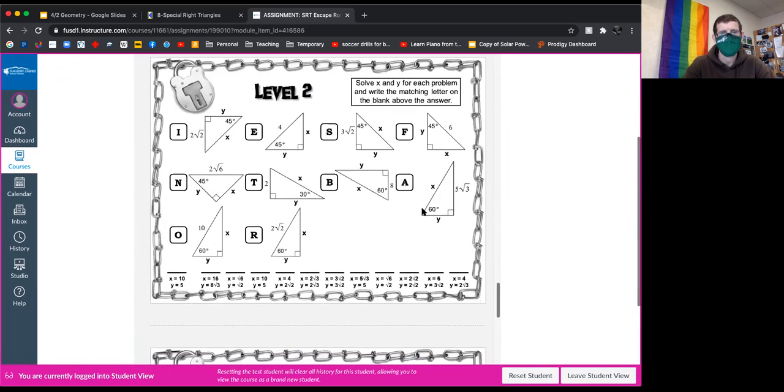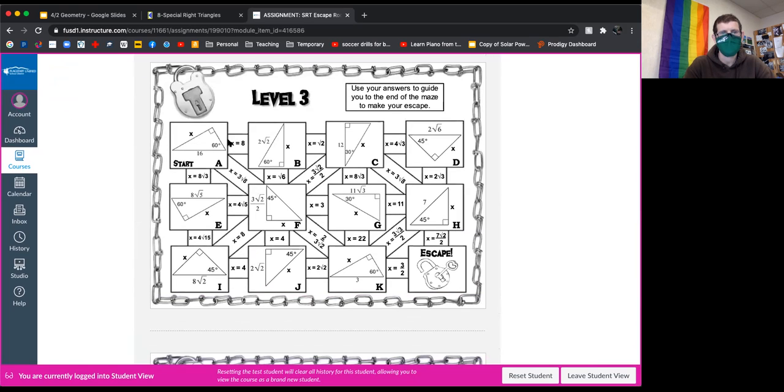Let me see. Level 3 is just kind of a maze. You start here on the left. Based on your answer for X, you're only solving for one side. Based on your answer for X, you're going to go 1 of 3 directions, and you'll just keep following your way through the maze until you work your way over to the end.